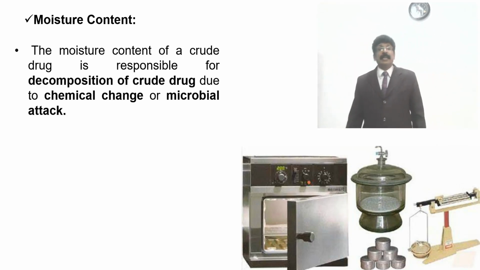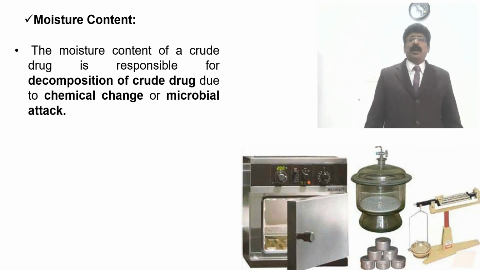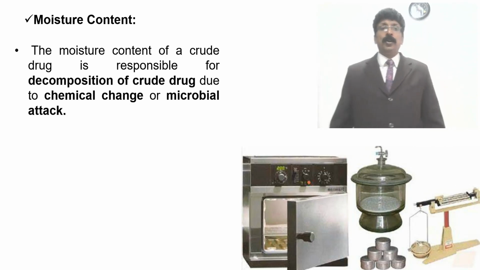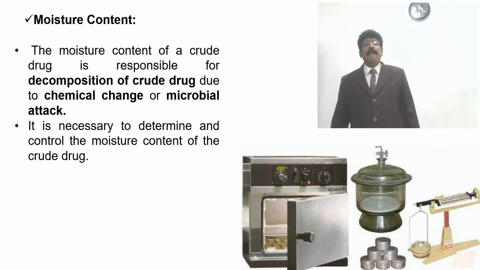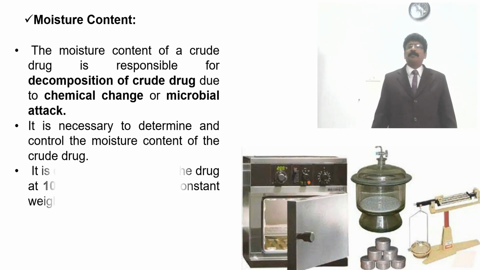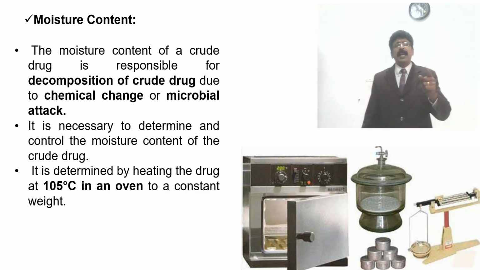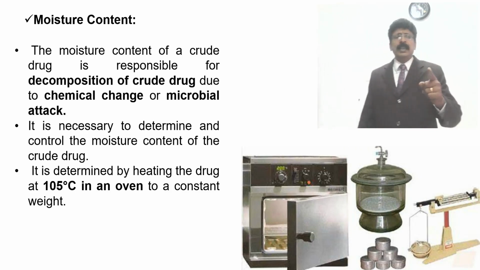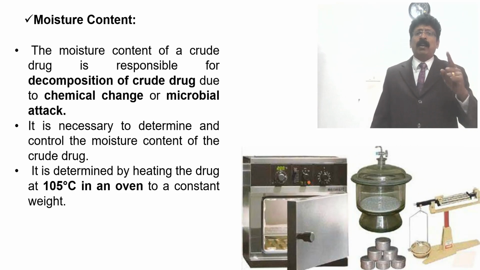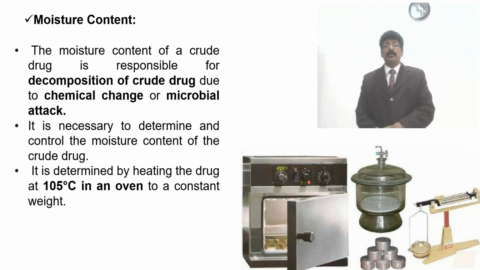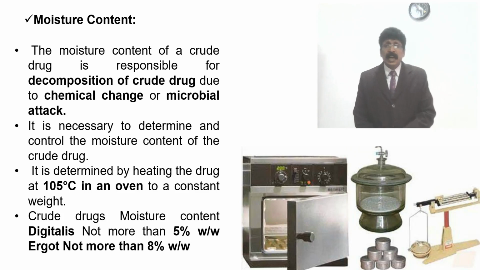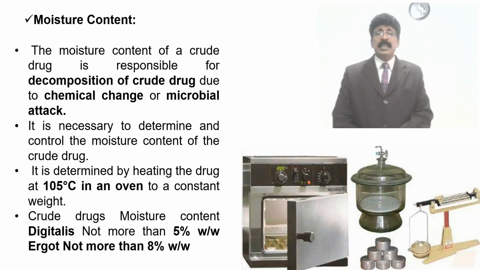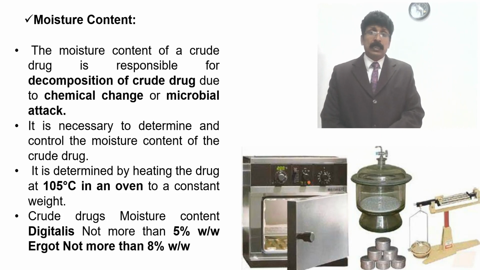The moisture content of a crude drug is responsible for decomposition of the crude drug due to chemical change or microbial attack. It is necessary to determine and control the moisture content of the crude drug. It is determined by heating the drug up to 105 degrees centigrade in an oven to a constant weight. The crude drug digitalis moisture content is not more than 5% weight by weight, ergot not more than 8% weight by weight.